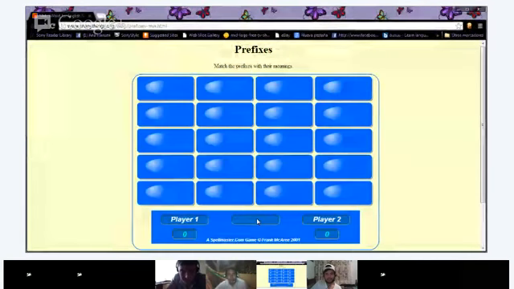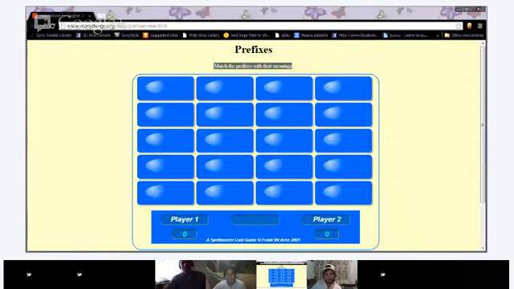So the idea here, this is a memory game. Okay. So I can click on a tile here. It'll flip it over, and it'll give you either a prefix, or it'll give you a meaning. And so what we want to do is match up the prefixes with their meanings, just like it says right here. So match the prefixes with their meanings. And so we'll start off with Daniel. Daniel and his team are player 1, and Badi and you guys are player 2.